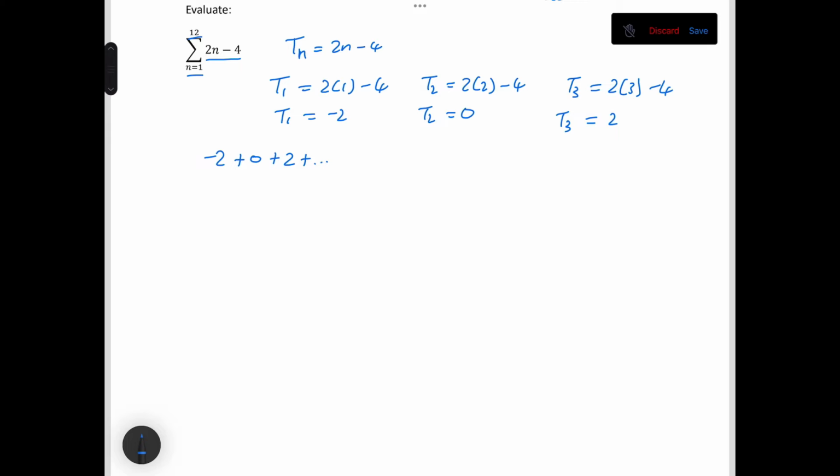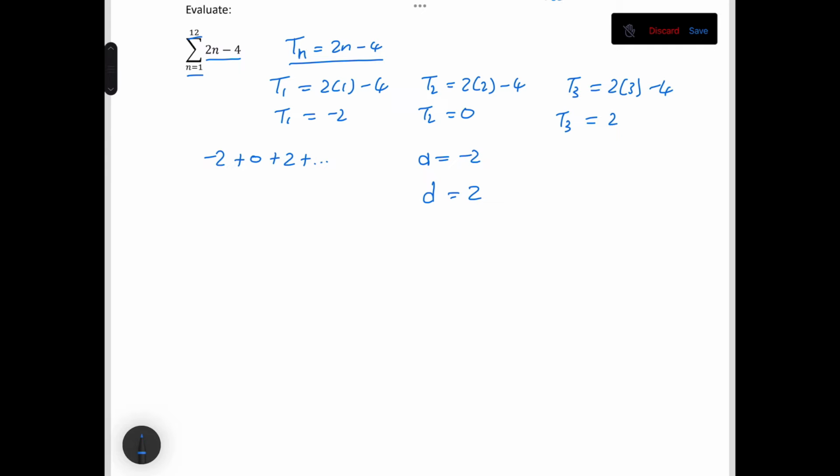Right. Let's write down what we have. A is equal to the first term, which is negative 2 in this case. Our D is the difference. So what are we adding or subtracting the whole time? Okay, and that's obviously going to be 2.